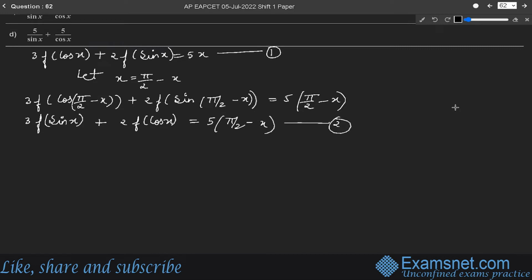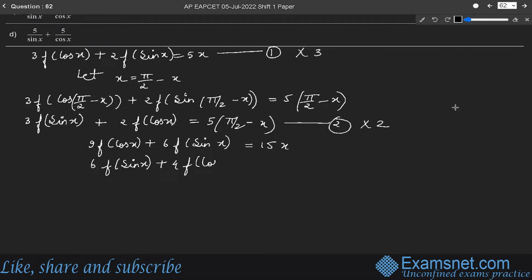We have to just solve these equations and find the value for f(cos x) and f(sin x). Multiplying equation 1 with 3 and equation 2 with 2, we get two more equations, which will be 9f(cos x) + 6f(sin x) is equal to 15x and 6f(sin x) + 4f(cos x) is equal to 10 into (π/2 - x).